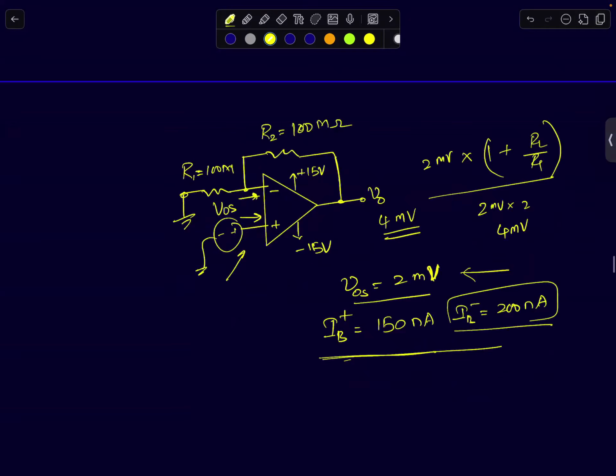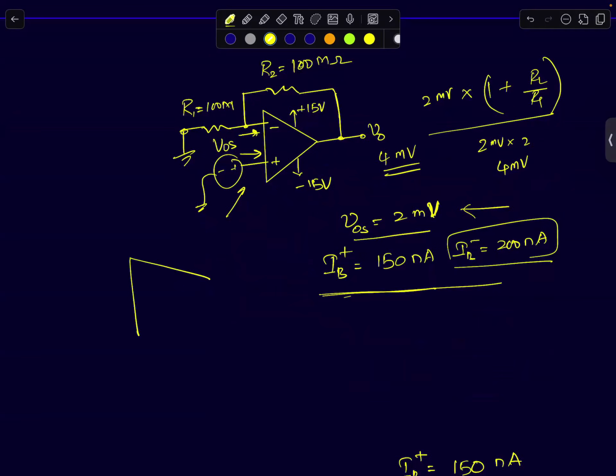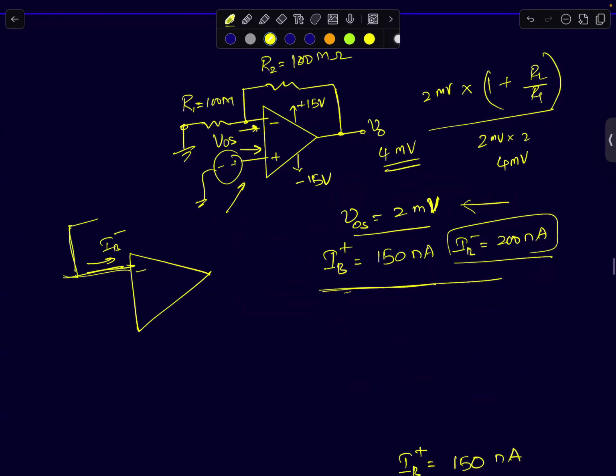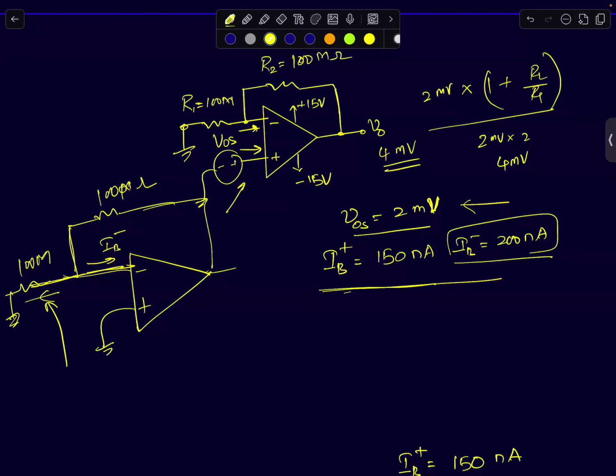And that entire current IB minus. If you recall from basic op-amp circuit analysis, we are going to assume a current IB minus is going to flow into the op-amp. There is a resistance of value 100 megaohms here. Will this IB flow through this resistor, the other input resistor? What is the current flowing through this input resistor? The 100 megohm resistor. The positive terminal is grounded.